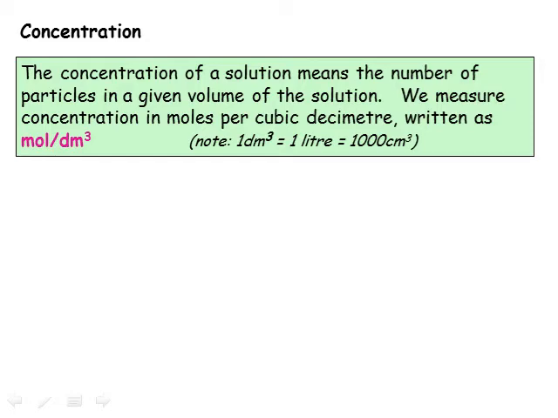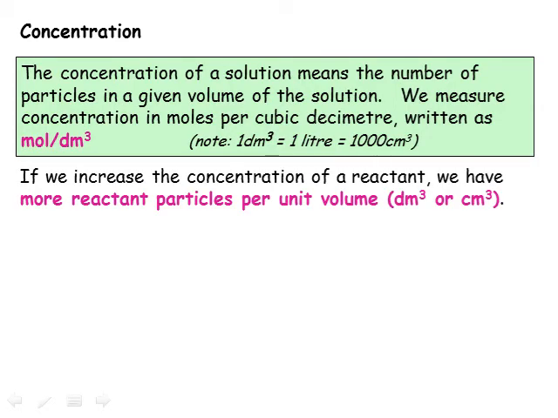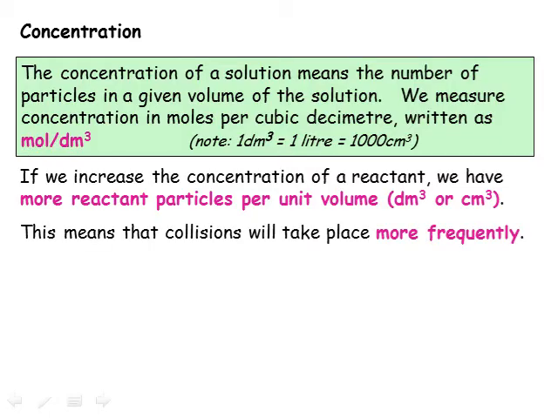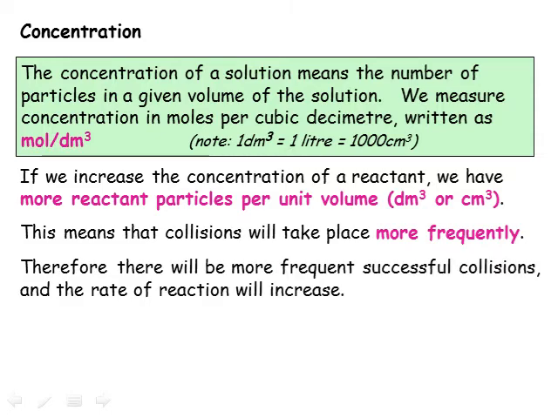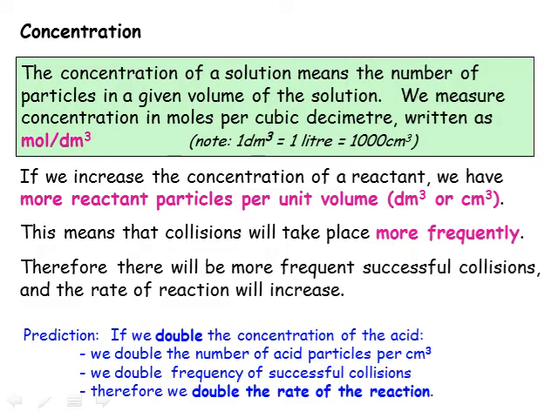When we talk about the concentration of a solution, we're talking about how many solute particles there are per centimetre cubed of the solution. Concentrations have units of moles per cubic decimetre, or moles per dm cubed. We should know that 1 dm cubed is 1000 cubic centimetres. If we increase the concentration of a reactant, then we have more reactant particles in the same volume, so more particles per centimetre cubed. Because they're closer together, we'll also have more collisions between the reactants per second, and that means successful collisions will happen more frequently, and the rate of reaction will be faster.